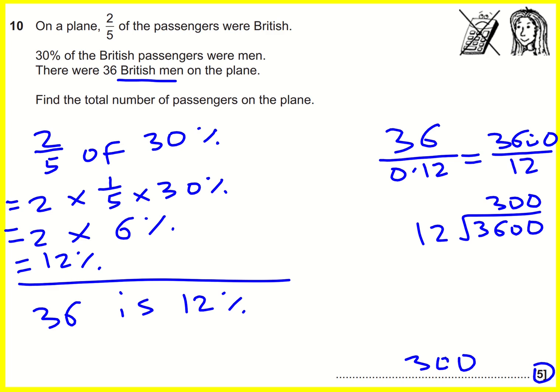Okay, that's one approach. The other approach is to work out what 1% is. So if I want to work out 1%, I can divide 36 by 12, and that's going to give me 3. And then I can times through by 100 to get 100%, and that will also give me 300. I think that this is a bit easier actually, but the decimal approach works fine as well.